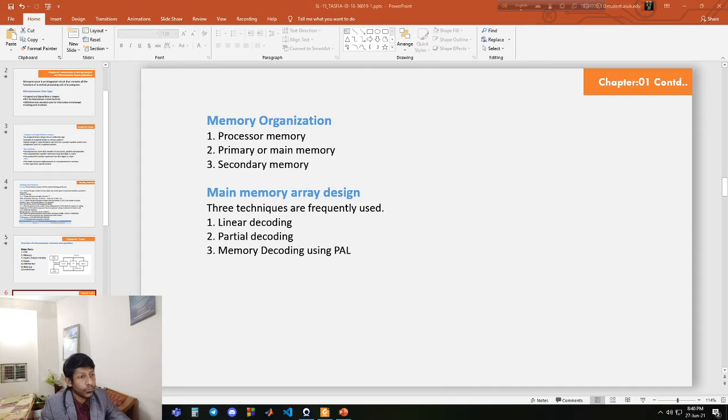There are 3 types of techniques frequently used. One is linear decoding, partial decoding, and memory decoding using PAL.